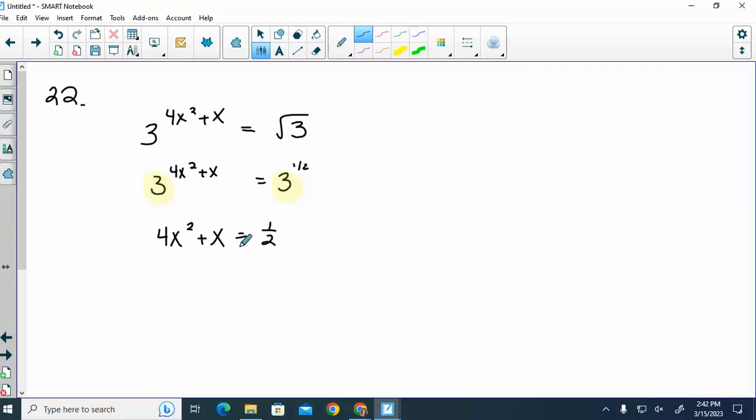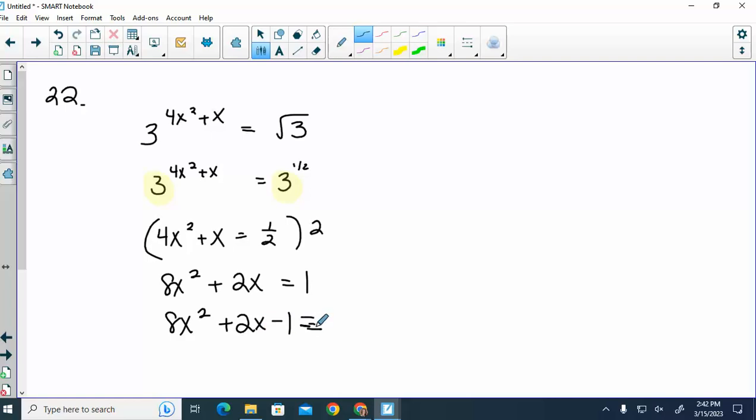Okay, do we like having a fraction if we're trying to do box method? No, ma'am. So let's multiply by 2. Still works. 8x squared plus 2x minus 1 equals 0. Alright, then what do we do?